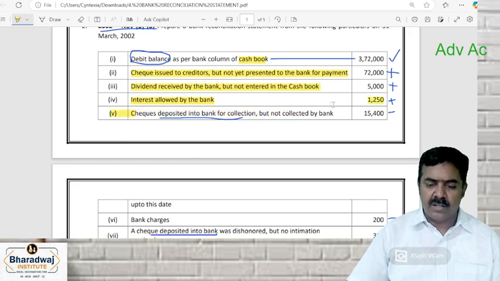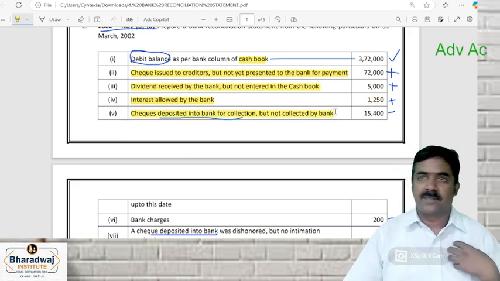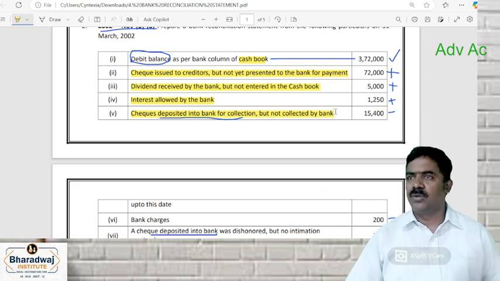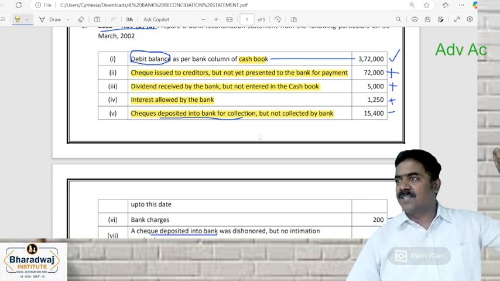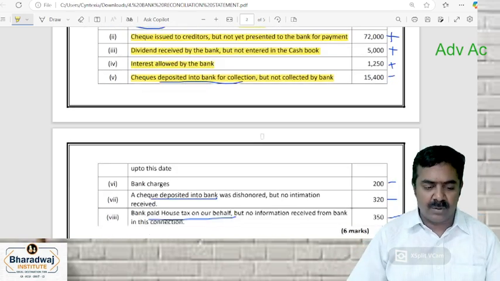Checks deposited into the bank for collection. When we deposit a check, what would we have done? The customer would have added. Has the banker added the money? No. Minus. Please remember, the starting point is balance as per cash book. According to the banker, we have to adjust.